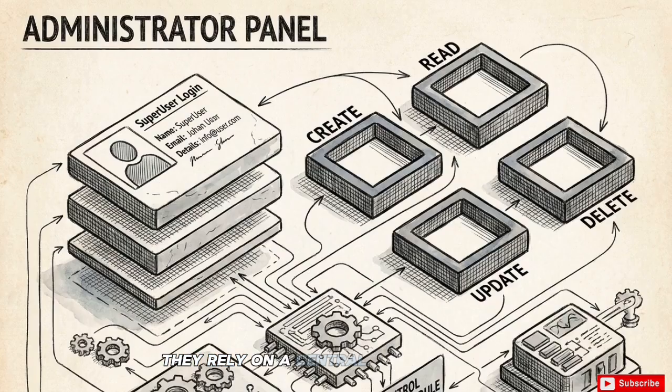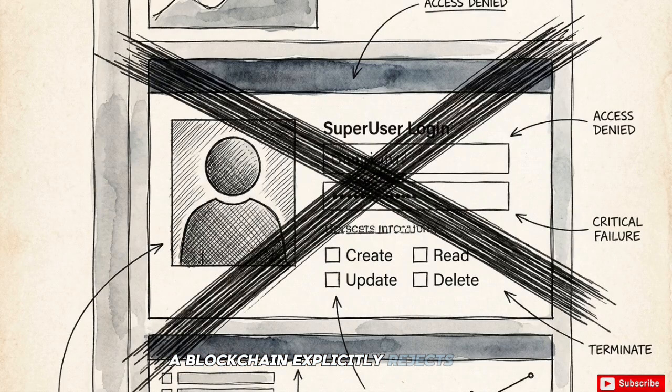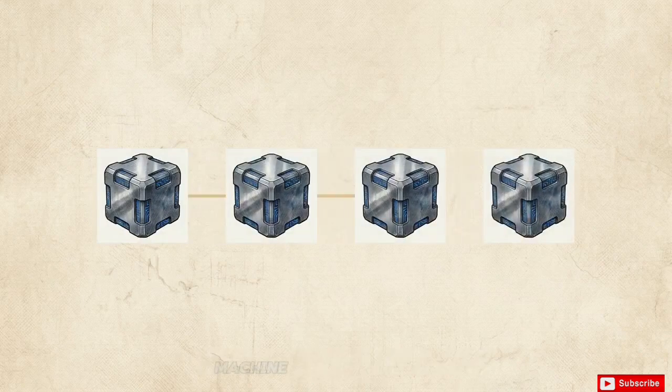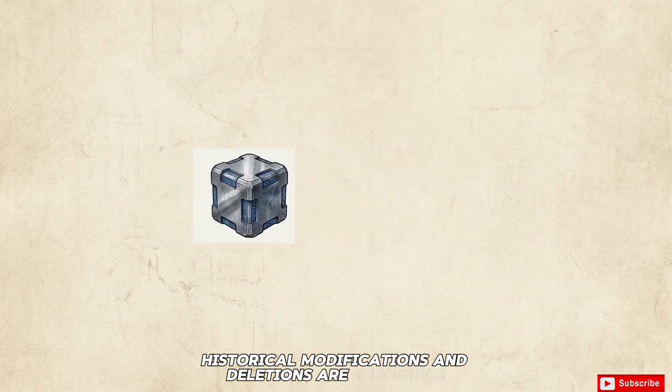They rely on a central administrative authority who holds full permissions to create, read, update, and delete information, a structure known as CRUD. A blockchain explicitly rejects that trust model. It functions strictly as an append-only state machine. Data can be added, but once an entry is confirmed, historical modifications and deletions are impossible.